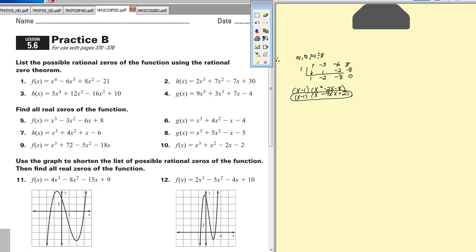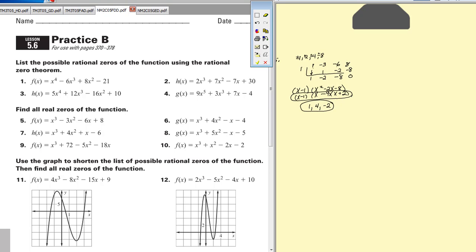Is that what they wanted? No, it said to find all the real zeros. So I'm going to flip all the signs here. So my real zeros are 1, 4, and -2. Right? If I wanted to check that, I could pop it in my calculator real fast, make sure the graph crossed at 1, 4, and -2.